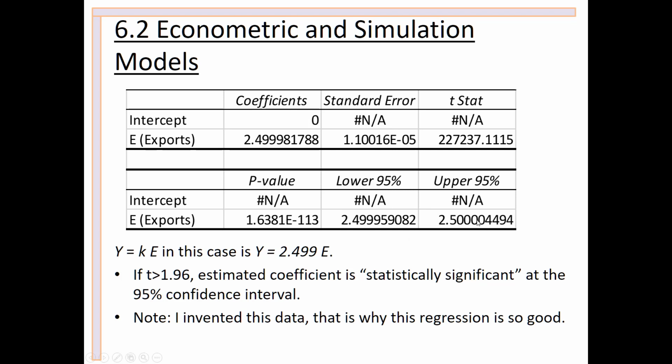Here we have the 95% interval. So at 95% significance, the real estimate is between this number and this number. And you can see that 0 is not here. When 0 is not in this interval, we say that it's statistically different from 0. That's what it means, statistically significant.